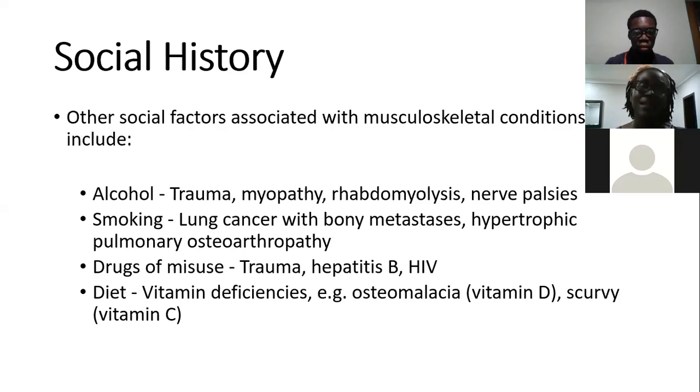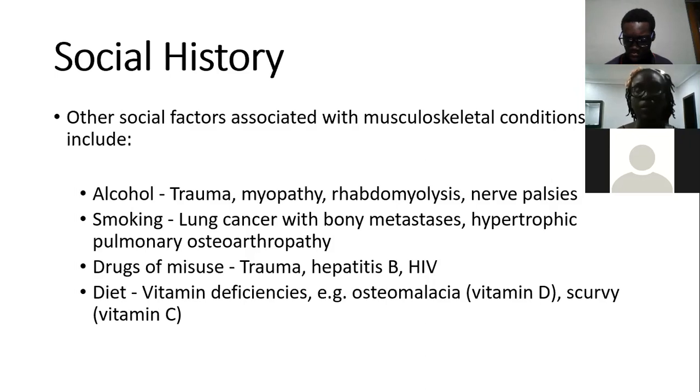Okay. Then other aspects of the social history, like alcohol. For example, if the patient abuses alcohol, then trauma might be a possibility, or nerve paralysis. If the patient smokes, then you are wondering, is it a lung cancer which has spread to the bone, giving the pain in the bone? Or if the patient is a drug addict, could this be related to hepatitis B or HIV infection, or maybe they were high on drugs and then they fell and experienced some trauma.